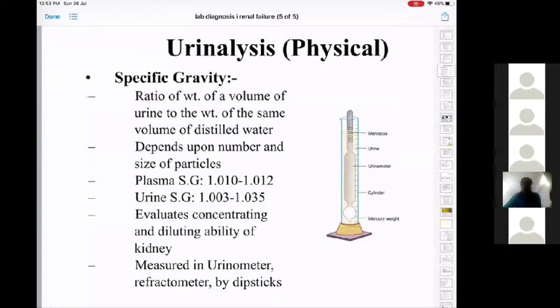It is the ratio of the weight of a volume of urine to the weight of the same volume of distilled water, and it depends upon the number and size of the particles. It also evaluates the concentrating and diluting ability of the kidney, and it is measured by urinometer, refractometer, or the dipstick method. Nowadays, many labs use the dipstick method to measure specific gravity.